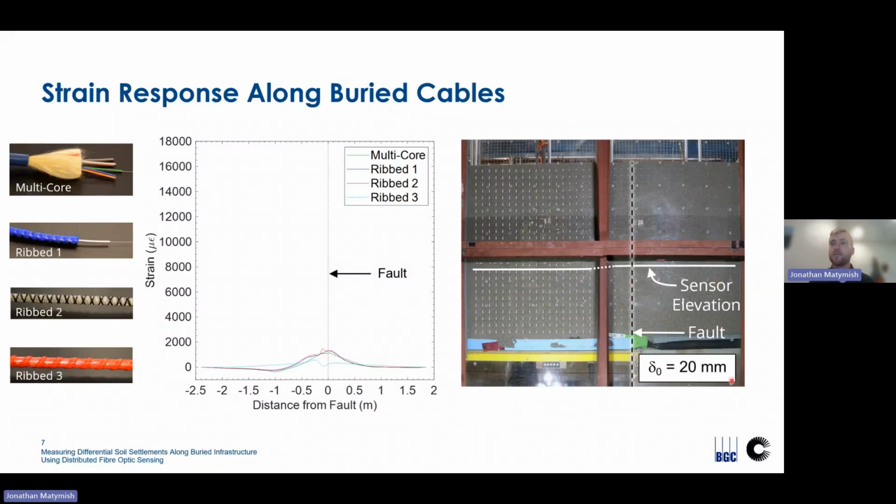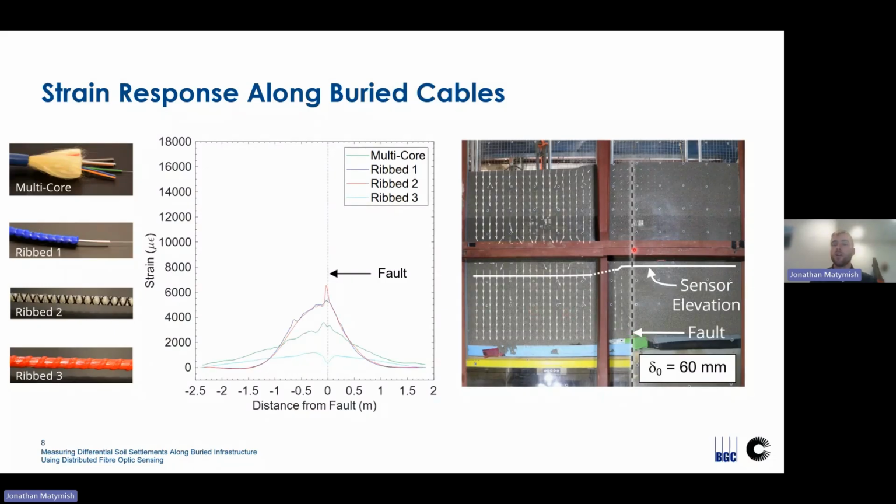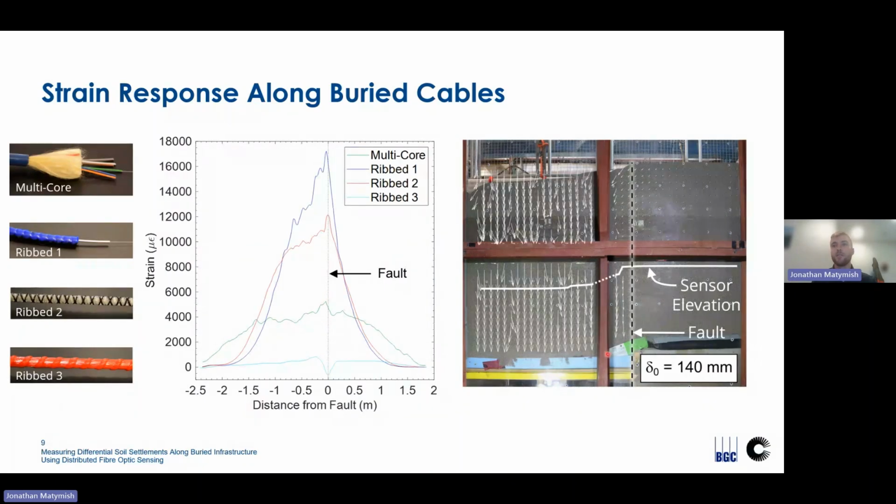So you can see here at a fault offset of 20 millimeters, we have a very subtle deformed profile. However, we're already starting to measure some strain along our fiber optic cables at the location of the fault. When we increase our fault offset to 60 millimeters, we're getting a more abrupt profile and an increase in strain at the location of the fault. And then finally increasing to 140 millimeters, now we have this more well-defined shear band in the soil, which results in a more distinct peak along our rib 1 and rib 2 cables, showing some promise for using those cables to detect soil deformation.